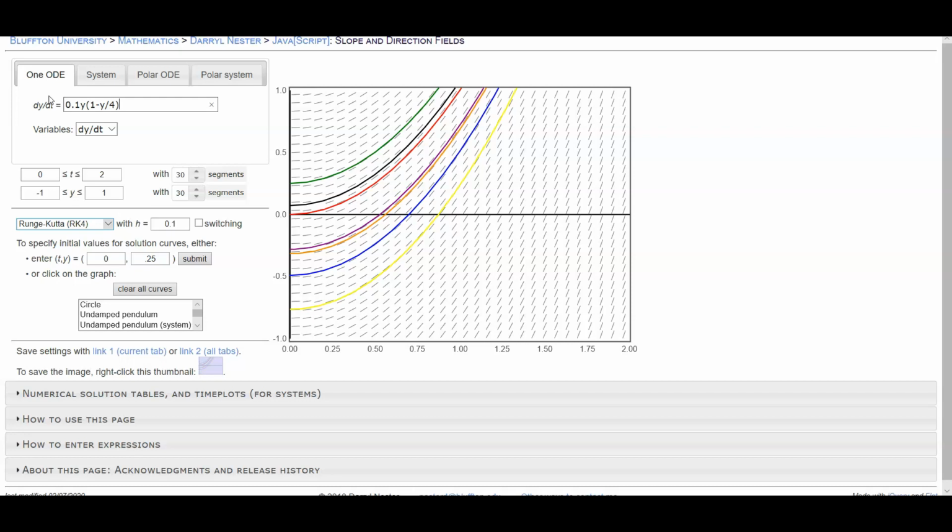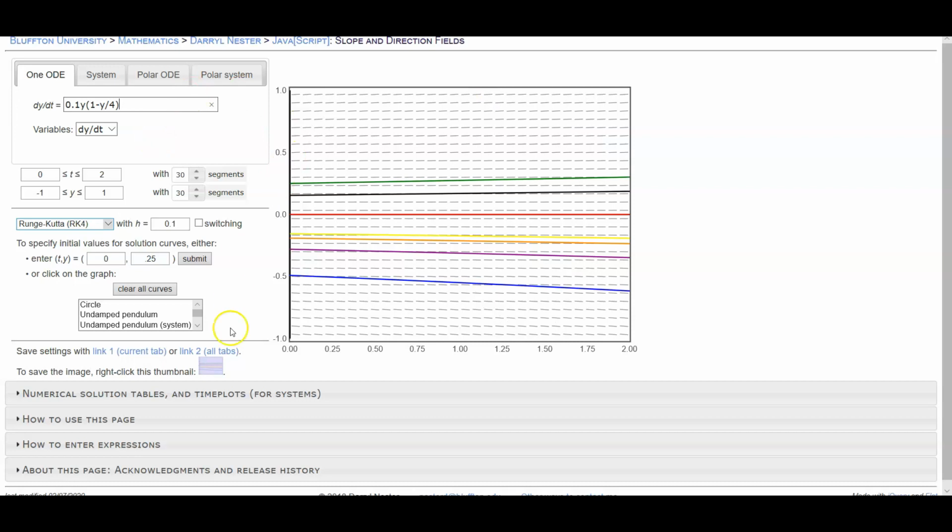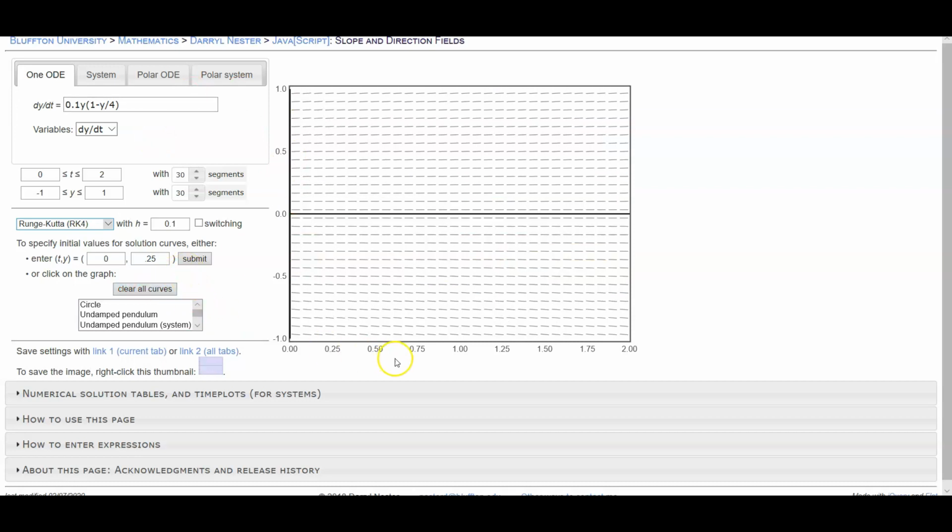Before I press enter, the one thing that we should notice is that we're going to have equilibrium points at both y equals 0 and y equals 4. So that means that we should notice horizontally that our slopes are going to all be the same. That means we're going to have rows of very similar vectors, since this only depends on y and not on t. This is an autonomous differential equation. If I press enter now, let me go ahead and clear all the curves.